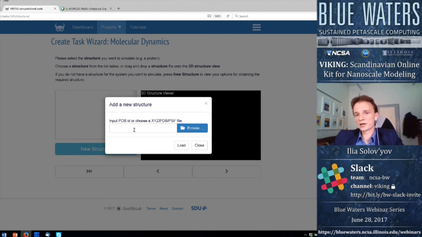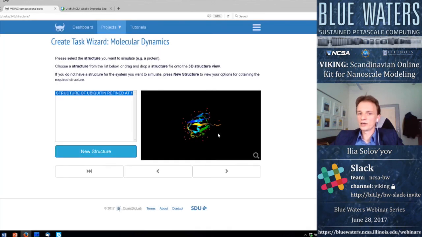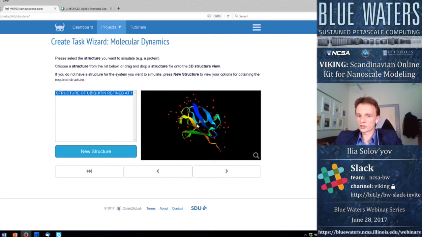As I mentioned before, Viking has a direct connection to the protein data bank. This means that I can just type in the PDB code of the protein and click load. This will immediately show the protein in this molecular visualizer. Once the protein structure is loaded, I can also rotate and zoom into the structure, so I can see if this is actually what I'd like to use in my simulations.